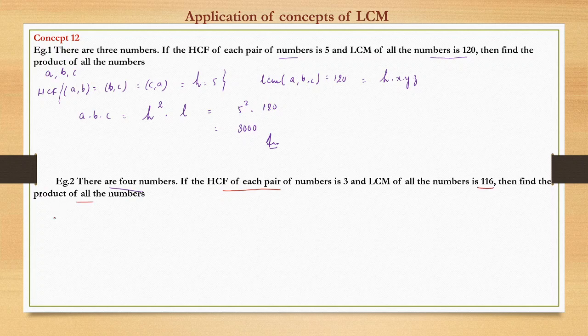So see, we have been given the HCF of each pair, that is AB. How many will there be? Four numbers are there, no? So pairwise it will be 6. AB, BC, CD, right? Then AD, then AC, then BD. These six pairs would be there. So the HCF of all these pairs is equal to, let's say, H.